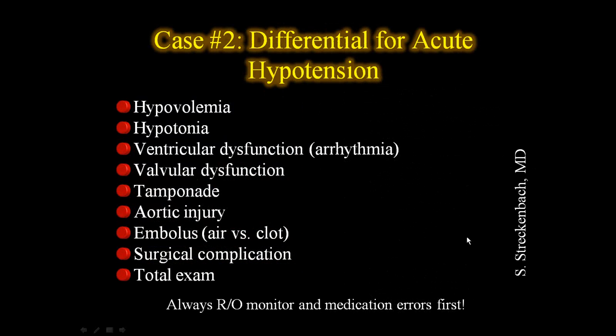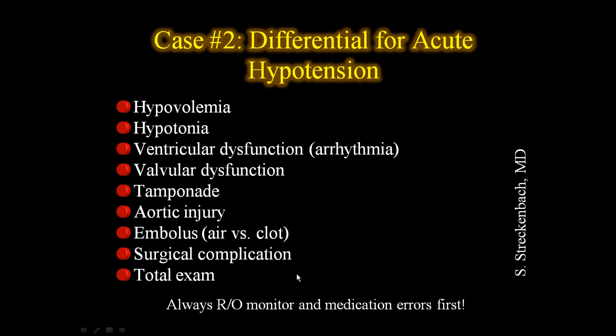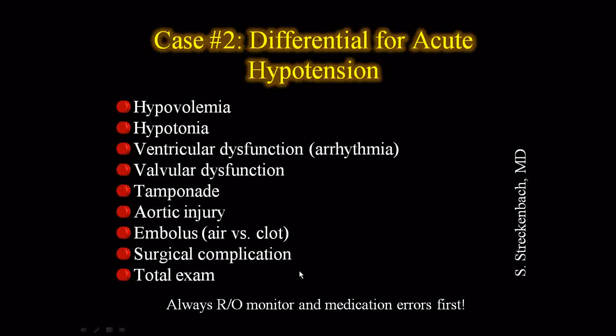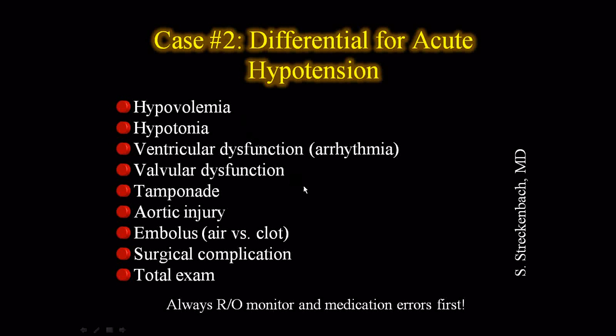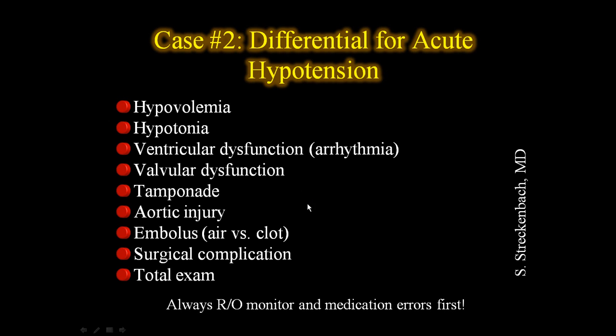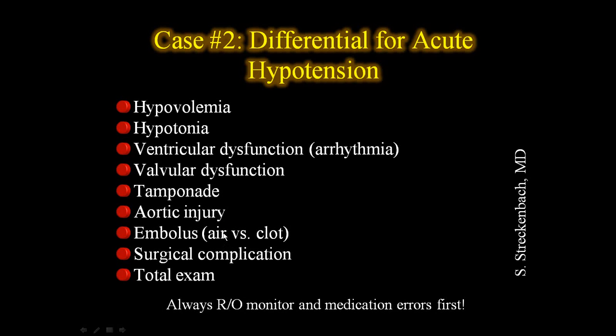Now, when we're called into the operating room for acute hypotension, there is a laundry list of things that we need to think about. Not all of them require TEE to make a diagnosis, and this is a list I got from my colleague in Boston, Scott Streckenbach, and I won't go through the whole list, but you can see obviously hypovolemia, low tone states, problems with the cardiac rhythm, possibly a problem with the heart, tamponade, some aortic injury, any air or clot. Monitor infidelity, as well as a medication error, should also be considered.